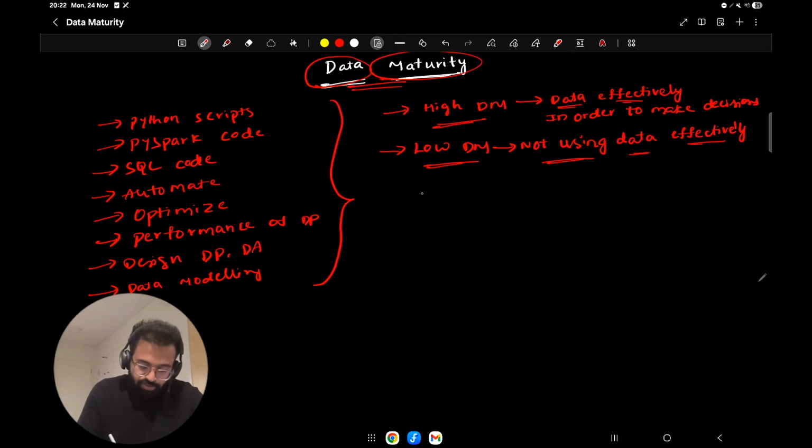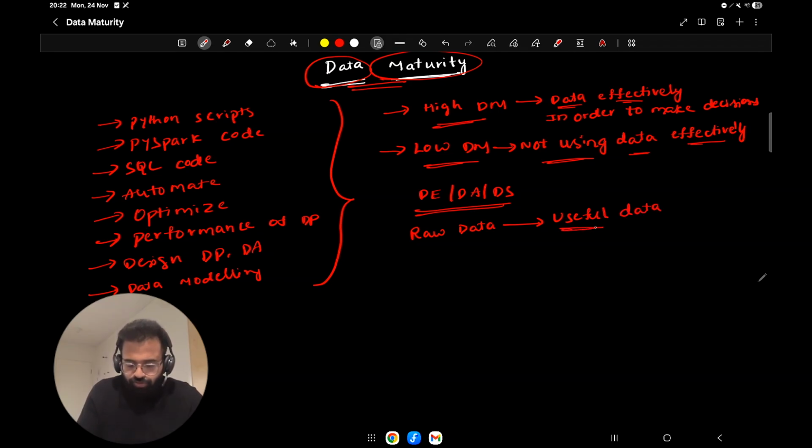To be honest, it's not just about data engineering. It's any kind of role. Data engineer, data analyst, data scientist, or any kind of data role exists because we want to use the data effectively. We need to get the value out of the data, and that's why any kind of data role exists. And how do we do that? We have to convert raw data into useful data.